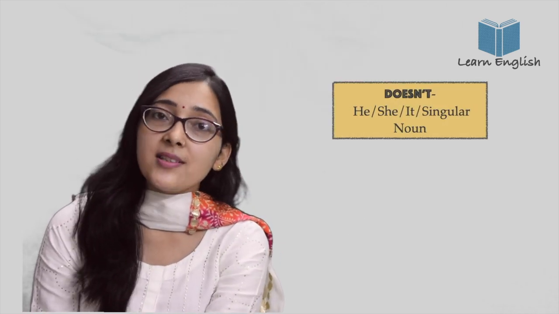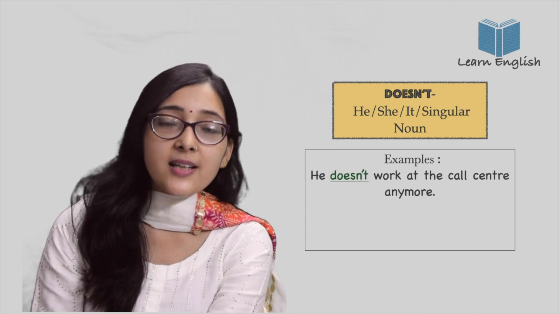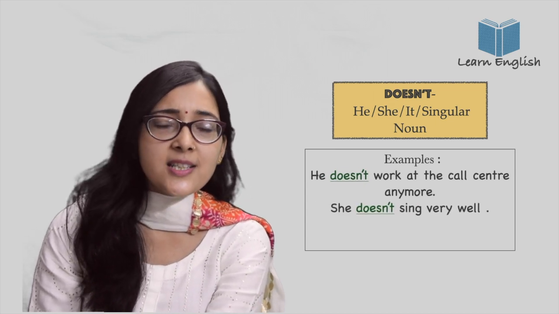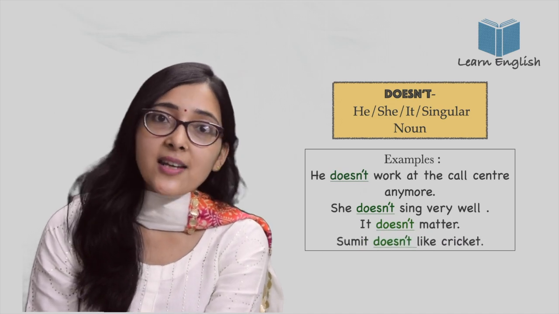Now let's move on to doesn't or does not. It is used with the subjects he, she, it or any singular noun. For example, he doesn't work at the call center anymore. She doesn't sing well. It doesn't matter. Sumit does not like cricket.